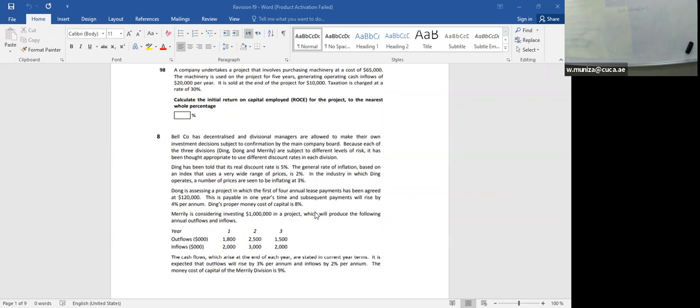Okay. Dink has been told that its real discount rate is 5%. So Angelika, as you have encountered the information, you can write it as well. So first information, they have given us real discount rate. So in the formula, we can put the real discount rate. The general rate of inflation based on the index that uses a very wide range of prices is 2%. In the industry in which Dink operates, a number of prices are seen to be inflating at 3%.